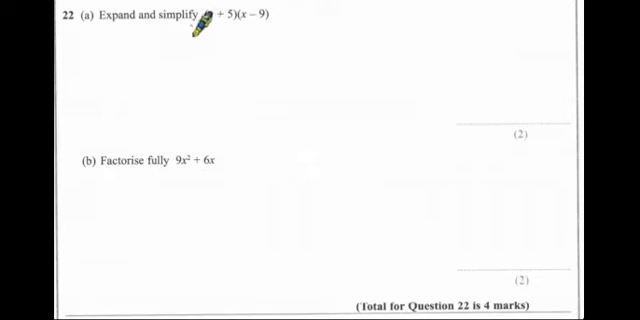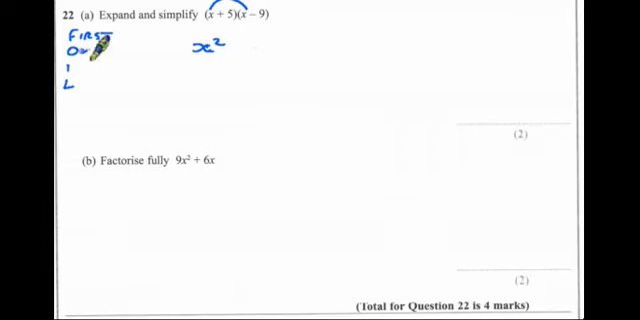22a, expand and simplify. Two sets of brackets. We have x plus 4 and x minus 9. So we need to multiply each term in the first bracket with each term in the second bracket, and to do this I am going to use the FOIL method to make sure I miss nothing out. So F stands for first, so the first terms in each bracket are the two x's, so I have x times x, x times x equals x squared.